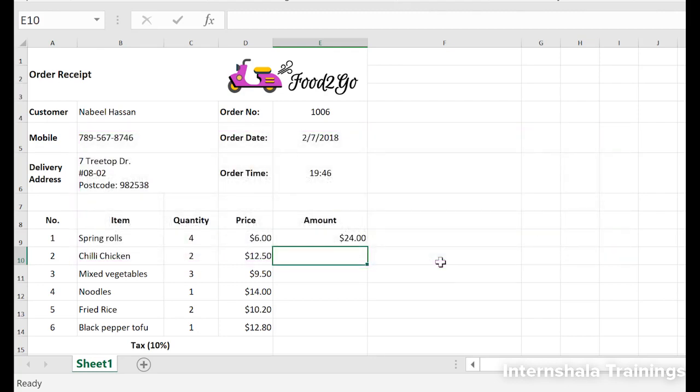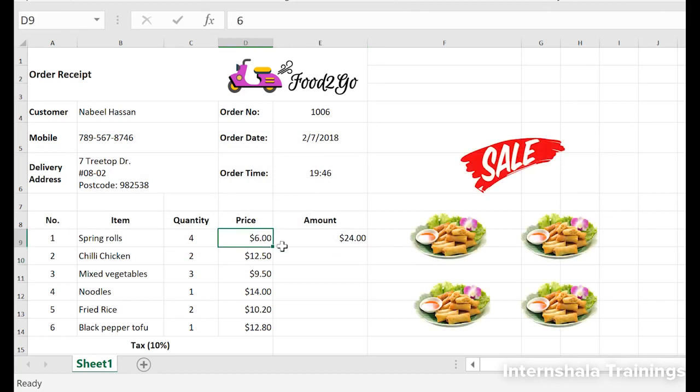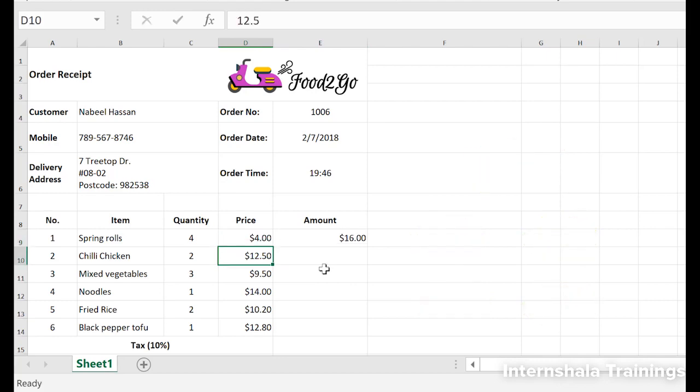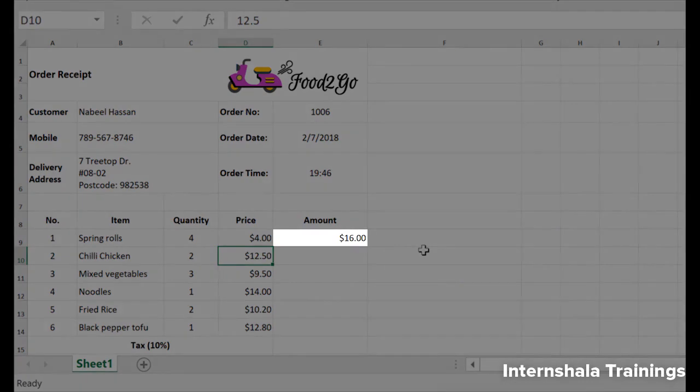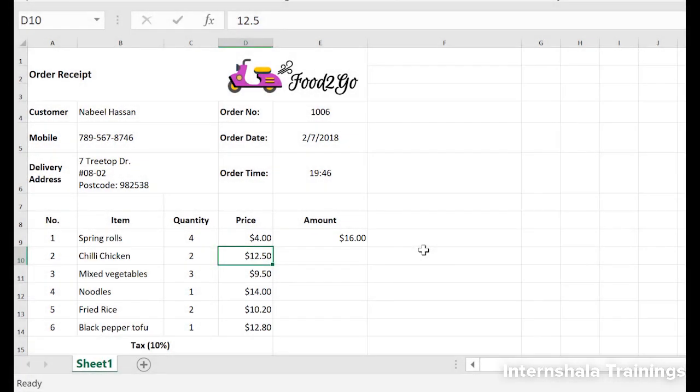Right now, 4 portions of spring rolls cost $24. But if spring rolls go on sale for, let's say, $4, we can just update the price in cell D9. Notice how the total amount changes by itself to $16, which is the quantity times the new price per portion, without us modifying the formula. This is the beauty of cell references. On a side note, there are a few different types of cell references, and we'll visit them soon.